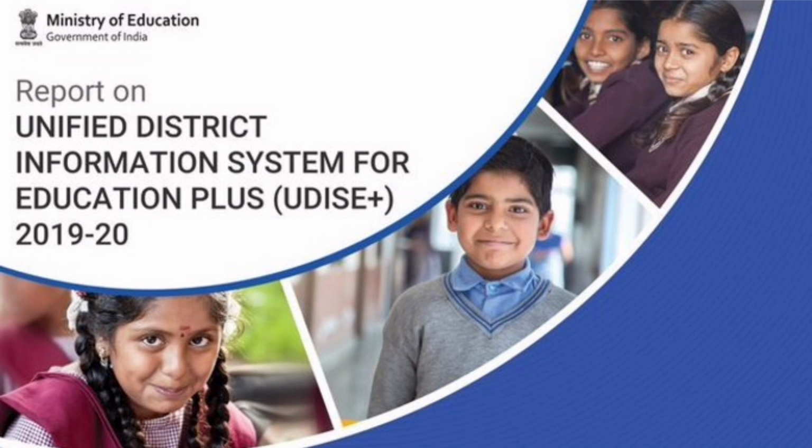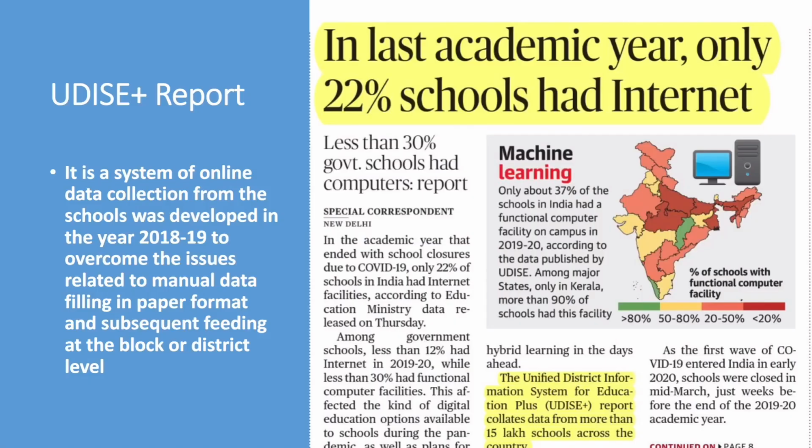The next news is the UDISE Plus report released by the Ministry of Education. The UDISE Plus report is basically a system of online data collection from the schools, and it was developed in the year 2018-19 to overcome the issue related to manual data filing in paper format and subsequent feeding at the block or district level. The headline says that in 2019-20, only 22% of schools in India had internet.